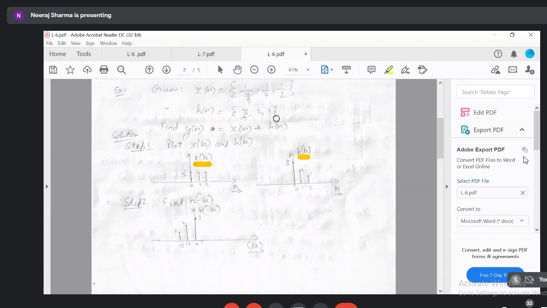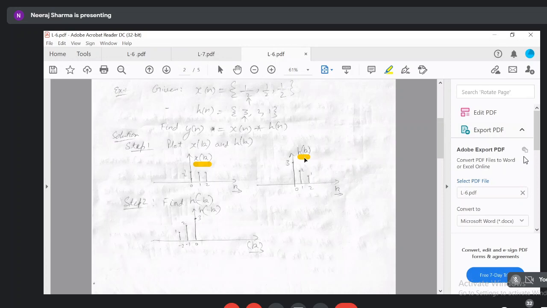The second step says that find h of minus k. Right? What is h of minus k? That is, we have to flip this signal h of k along the vertical axis, or fold this signal along the vertical axis. So step number 2 says find h of minus k. So we have folded it along the vertical axis, and this is also known as time inversion. We are all familiar with this particular operation. We have already done these numerical problems in theory as well as in tutorial classes.